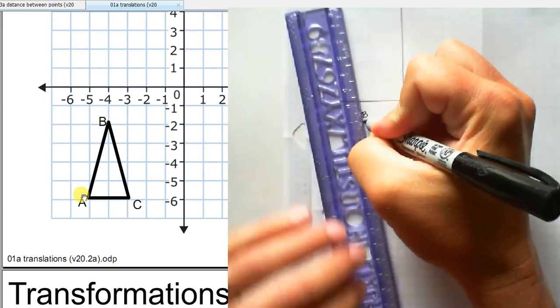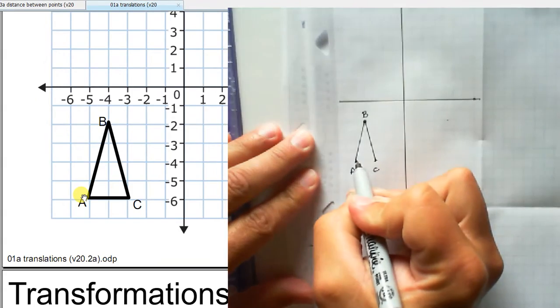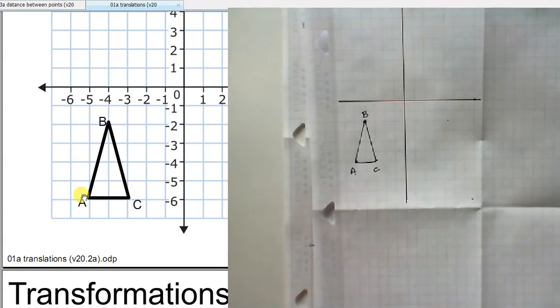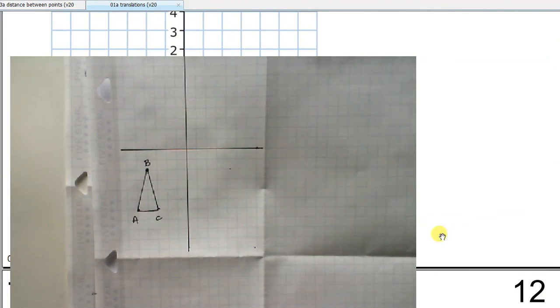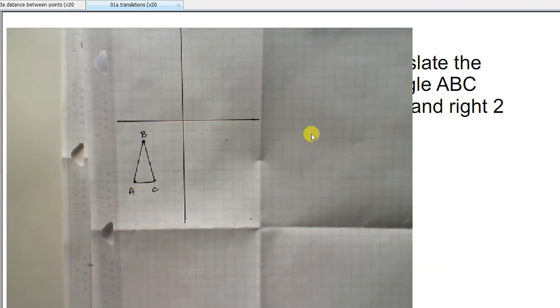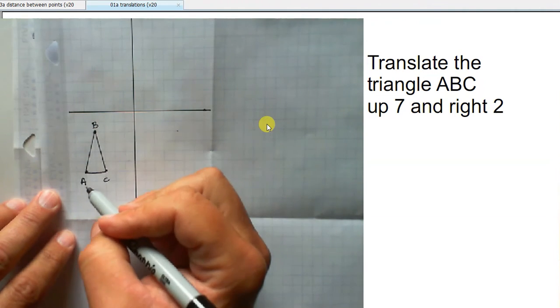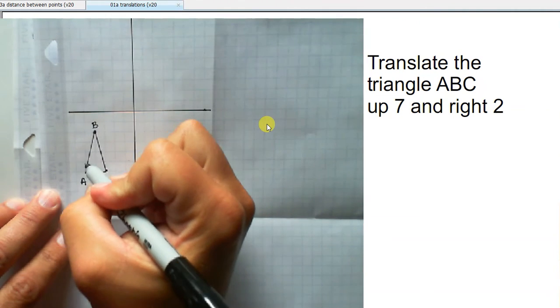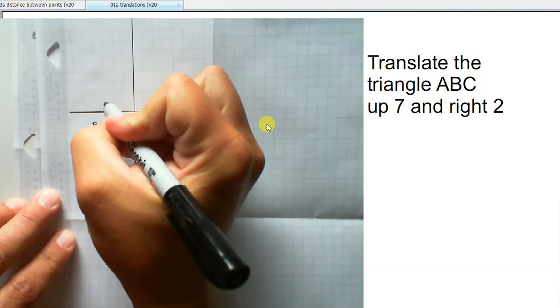And now I'm going to take that triangle and translate it. How am I translating this thing? I'm translating it up 7 and right 2. So each point goes up 7 and right 2. Let's start with A. 1, 2, 3, 4, 5, 6, 7, 1, 2. There's A prime.